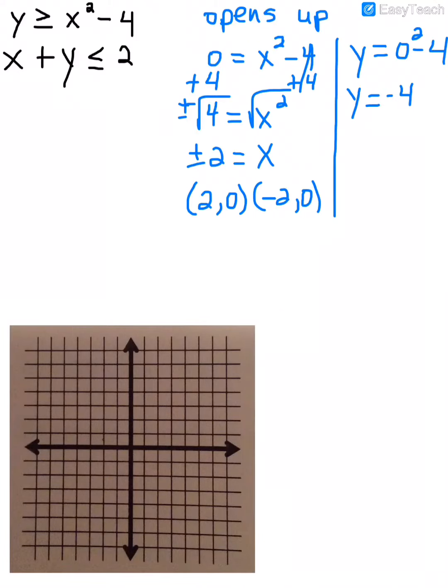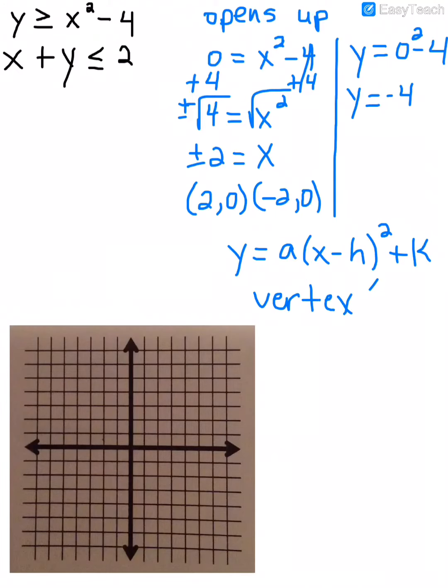All right, my center, or my vertex of my parabola, if you'll remember, the standard form of a quadratic equation is y is equal to a times (x minus h) squared plus k. And so my vertex is my h and my k. So in this case, my vertex is (0, -4). All right, so let me plot my vertex. My vertex is at (0, -4).